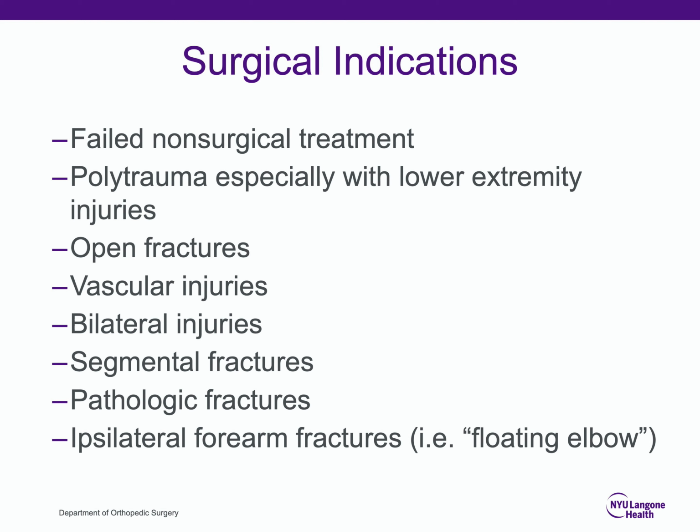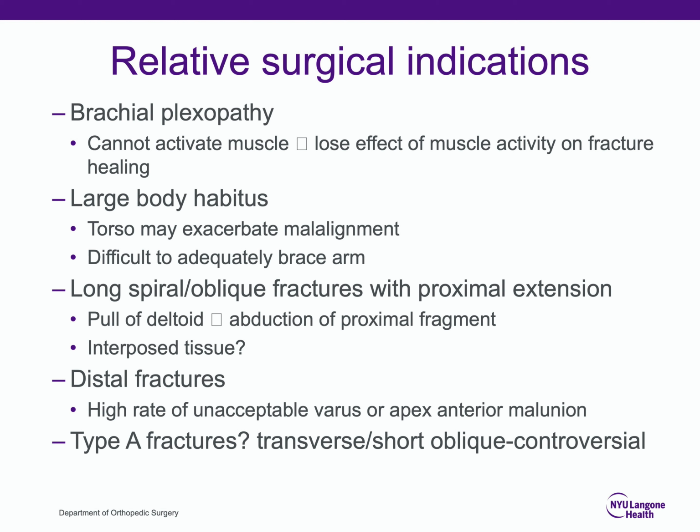Surgical indications depend upon the fracture pattern, obviously, but also other factors like polytrauma, open fractures, vascular injuries, bilateral fractures, floating elbows, pathologic fractures, which are probably not going to heal without stabilization. Relative indications, these are not necessarily, well, you have to fix it, but you may think about fixing it in certain patient populations. Patient with paralysis or brachial plexopathies may benefit from fixation because Sarmiento or the functional brace may not work due to lack of hydrostatic pressure that you might generate from the muscle contracting.